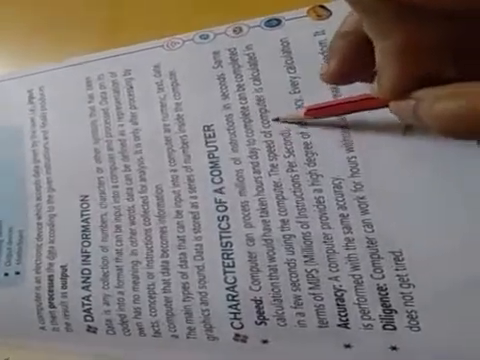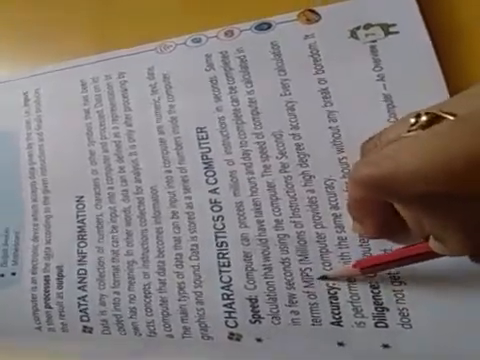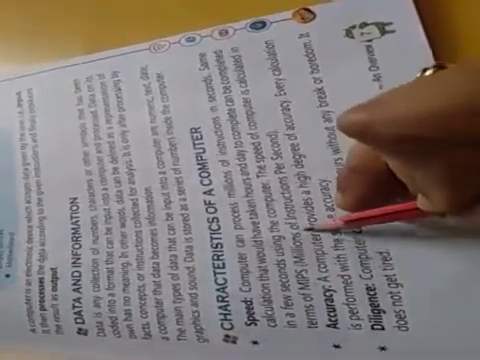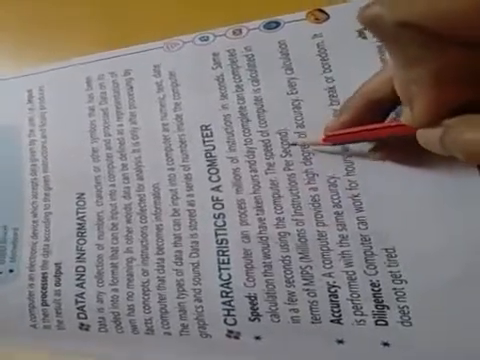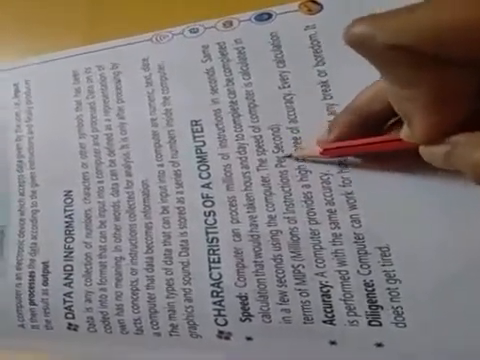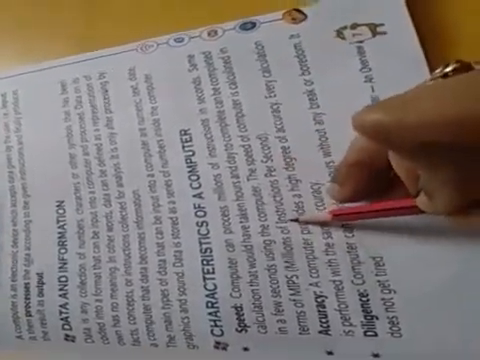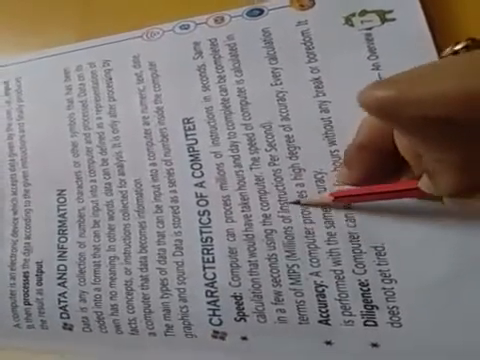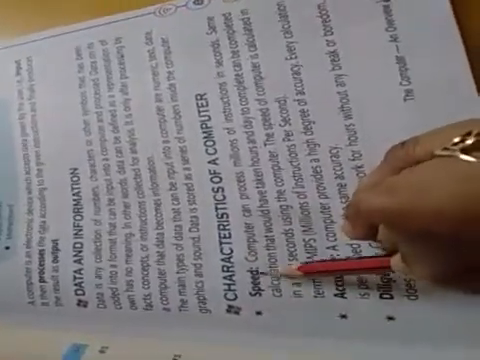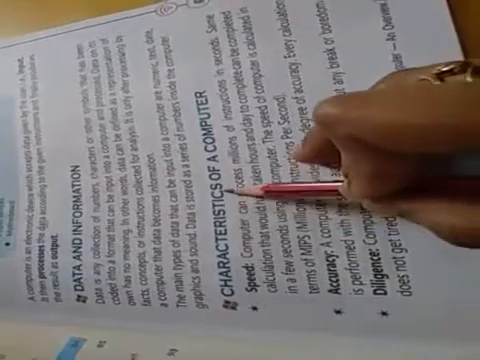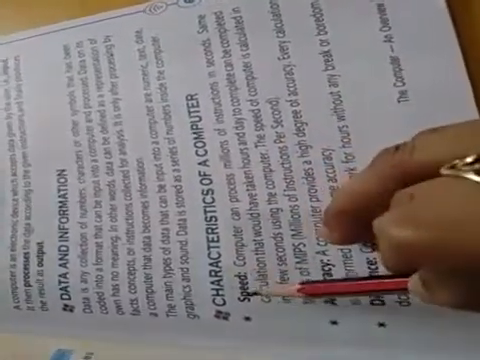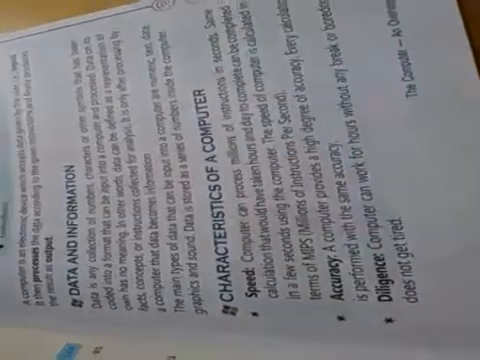The speed of a computer is calculated in terms of MIPS. Remember, MIPS is millions of instructions per second. Per second means in 1 second, how many instructions can a computer calculate? Millions of instructions. So a computer works very fast. So this is speed. This is the property or characteristic, meaning the qualities of a computer.